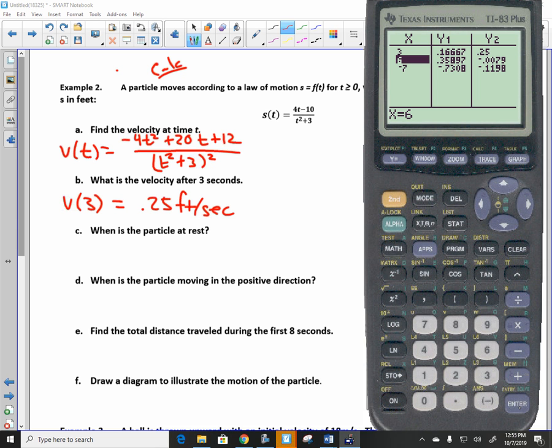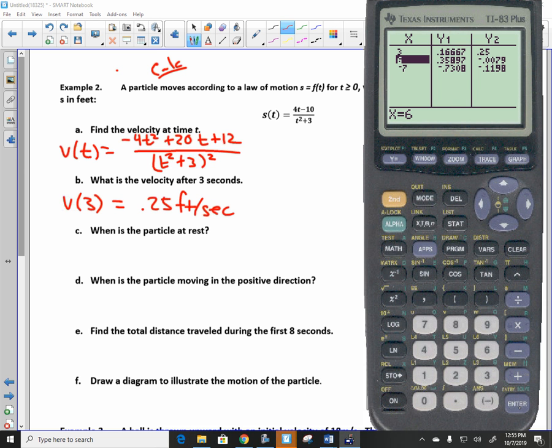Any question? What's that? You didn't square the denominator. There you go. Okay.